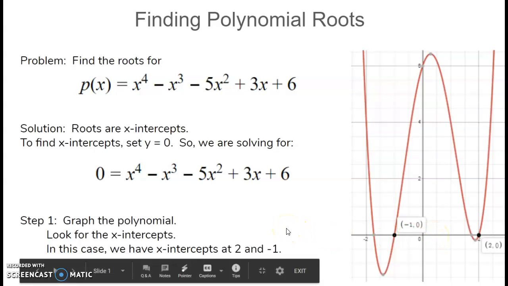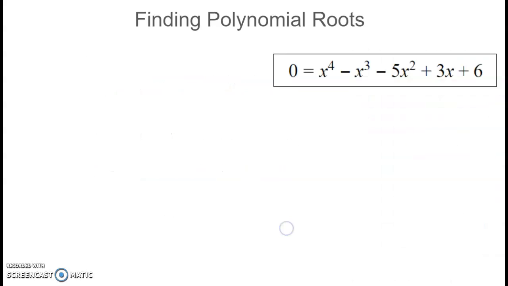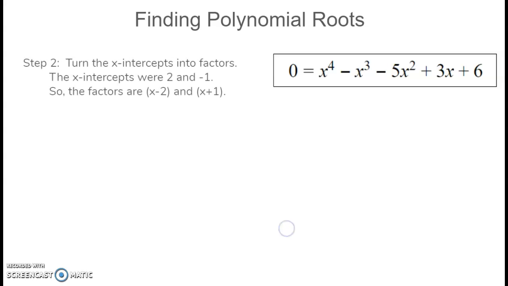So I look at my x-intercepts. I see that I have 2 of them, one of them at 2 and one at -1, and the other 2, I don't know what they are yet. So here's the problem copied from the front slide. And now I'm going to turn my x-intercepts into factors. So I take the 2 and turn it into an x minus 2, and I take the -1 and turn it into an x plus 1.